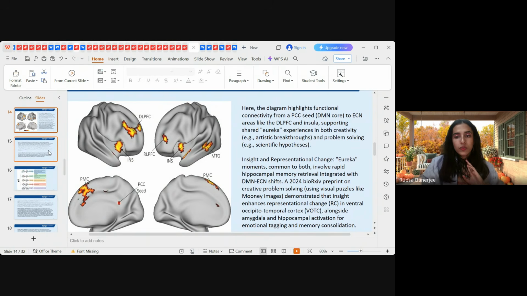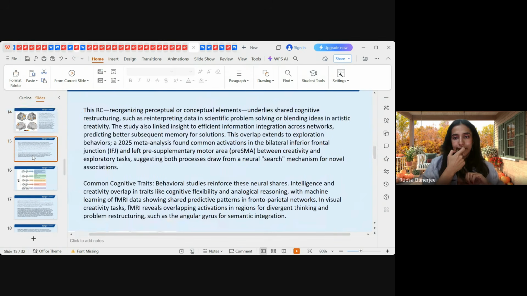Now we are going to look at common cognitive traits. We have just talked about it, but we'll talk about it a little further. Behavioral studies reinforce neural shares. Intelligence and creativity overlap in traits like cognitive flexibility, just as I mentioned, and analogical reasoning, with machine learning of fMRI data showing shared predictive patterns in frontoparietal networks. In visual creativity tasks, fMRI reveals overlapping activations in regions for divergent thinking and problem restructuring, such as the angular gyrus for semantic integration. We don't need to go into all of that detail.